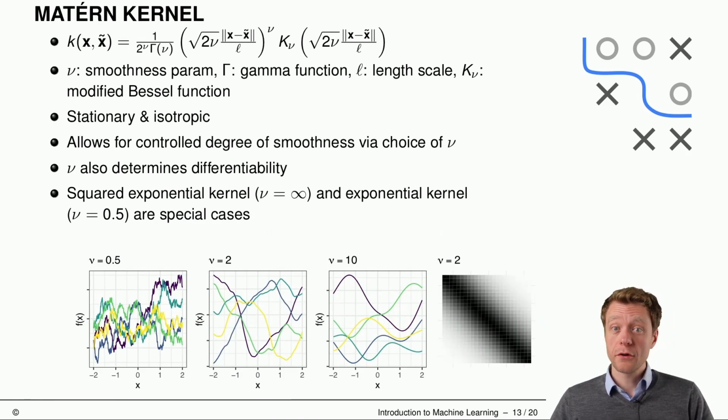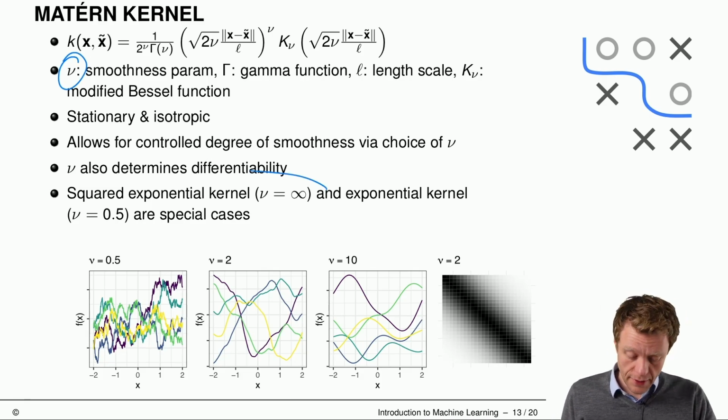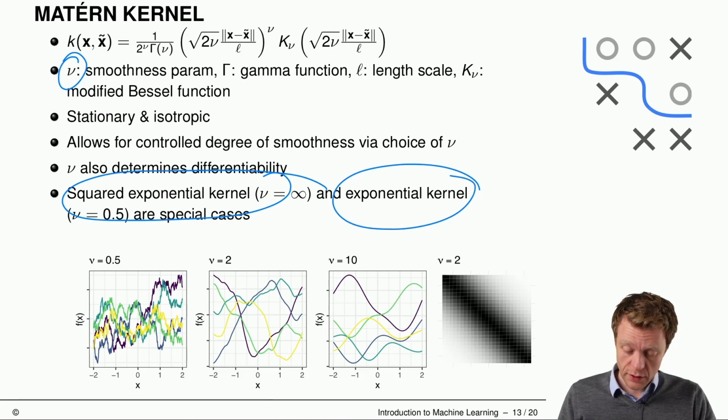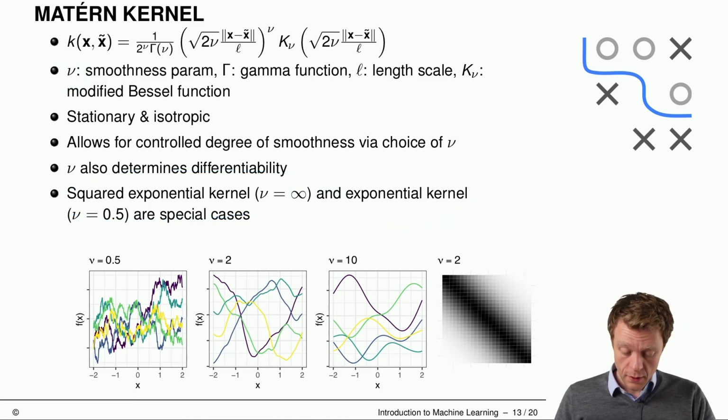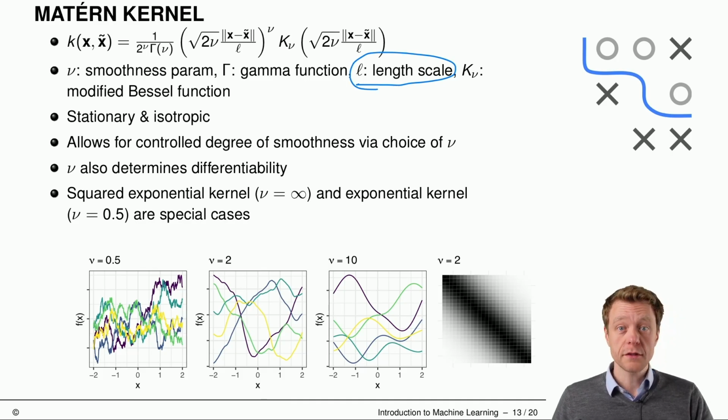The Matérn kernel is a generalization of both the exponential and the squared exponential kernel. So the formula, I will not read it out here, is perhaps rather long, but with the smoothness parameter nu, you can directly get the squared exponential or the exponential kernel if you want to. We also have a length scale here, which also governs the smoothness, but we have a second smoothness parameter, which is the nu.